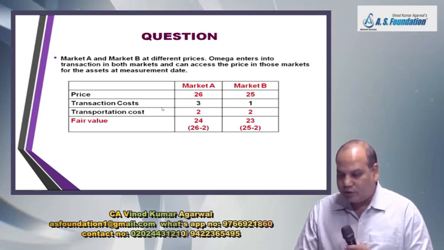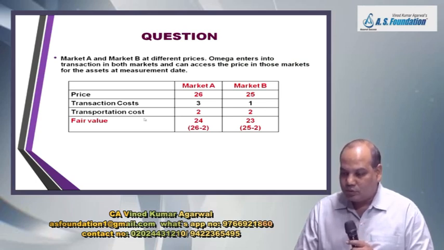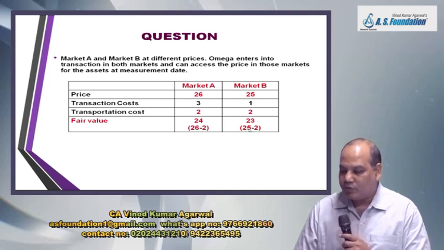If you deliver in market A, the transaction cost is 3 rupees, and it is 1 rupee in market B. To deliver the goods, the transportation cost is 2 rupees in market A and 2 rupees in market B also. In case they ask you what will be the fair value for market A, the fair value will be price minus transport cost, that is 26 minus 2, 24. For market B, 25 minus 2, that is 23, right?